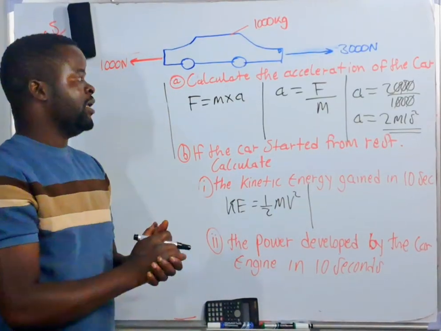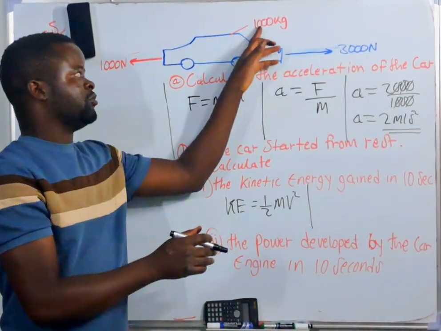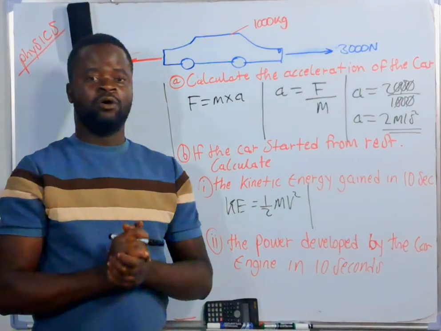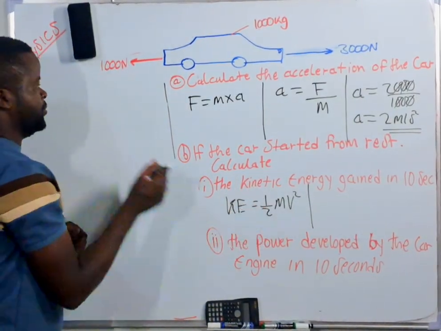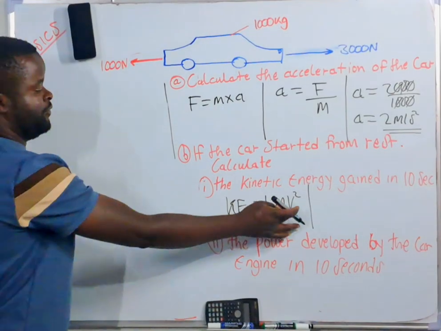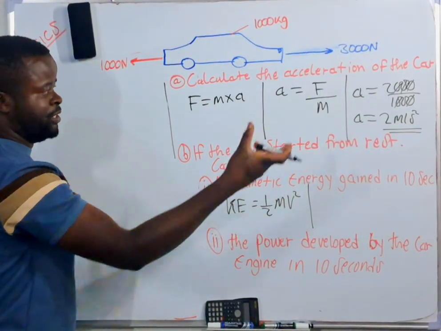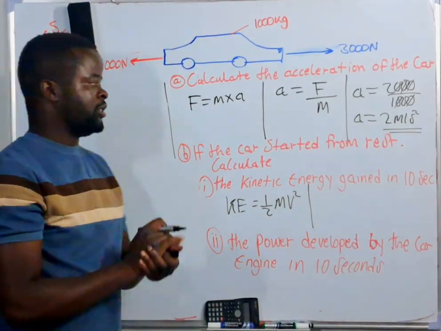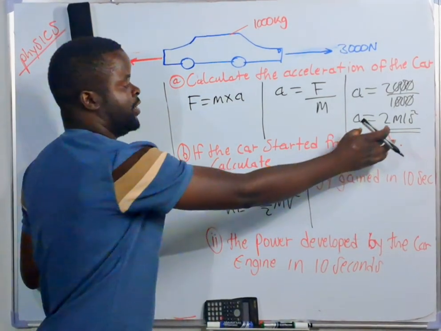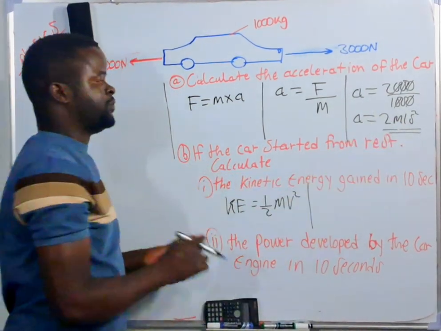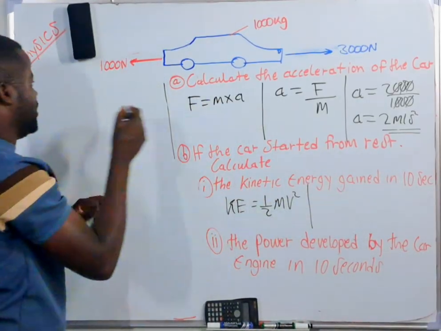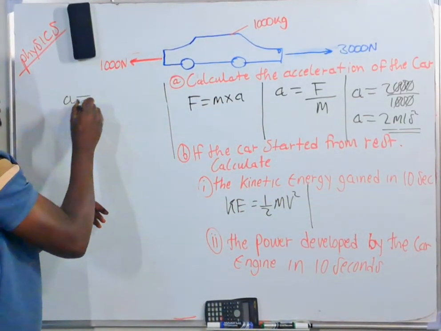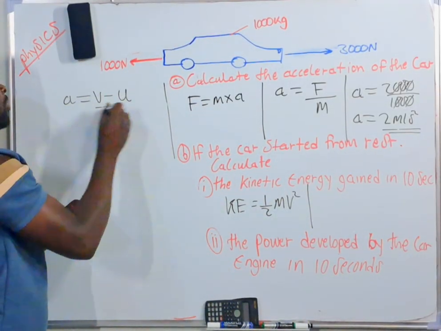Therefore, what you are going to do is find the value of velocity, because the mass of the car is 1,000 kilograms. So let's go to the formula that we are going to use so that we can get the velocity of the car, or the speed at which the car was moving. We have acceleration, which is 2 meters per second squared, and we've been given time.